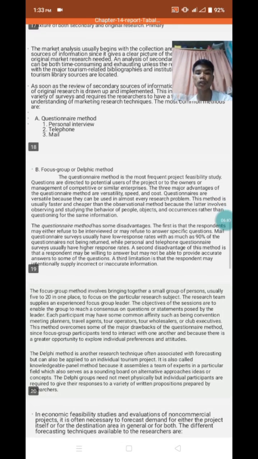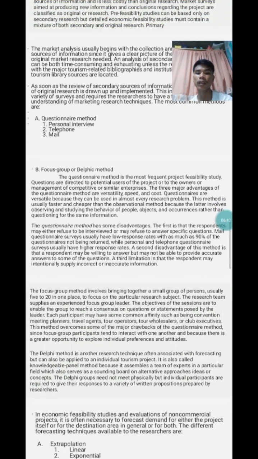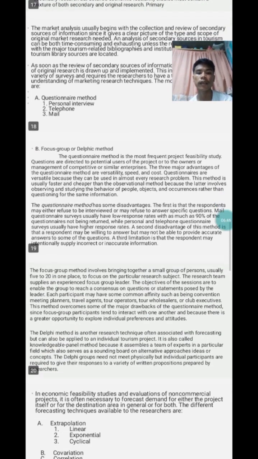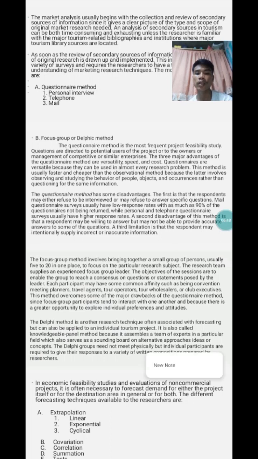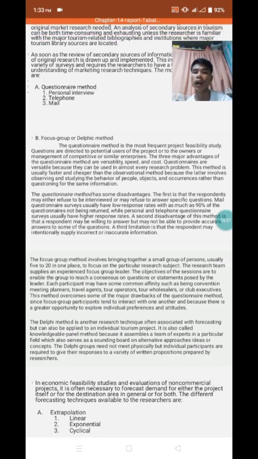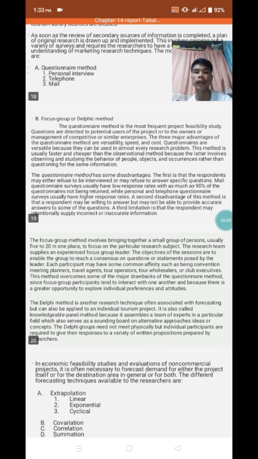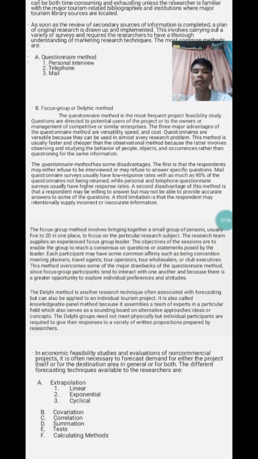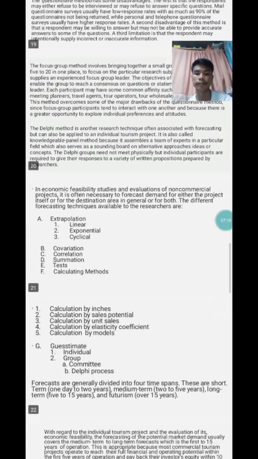Project feasibility questionnaires are directed to potential users, potential owners, and the managers of competitive or similar enterprises. The three major advantages of the questionnaire method are versatility, speed, and cost. Questionnaires are usually faster and cheaper than the observation method, which involves observing and studying the behavior of people, objects, and events currently, rather than questioning them for the same information.